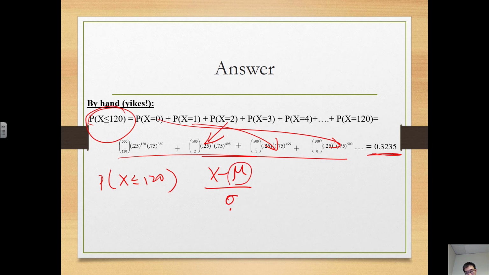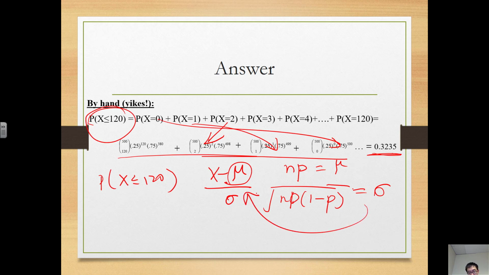So what is mu here? What is the mean of binomial distribution? n times p. What is sigma here? The standard deviation of binomial distribution, square root of np(1 - p). So you just plug in n = 500, p = 0.25 into this formula. This is the mean. This is the standard deviation. Then plug them in here and use the table to find the probability. This is much easier than this way.